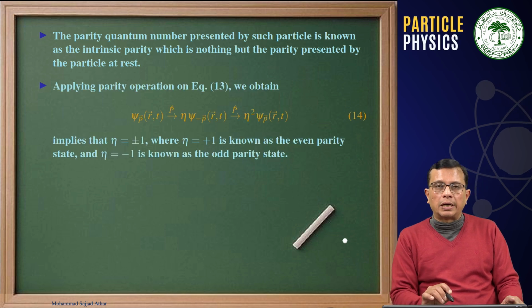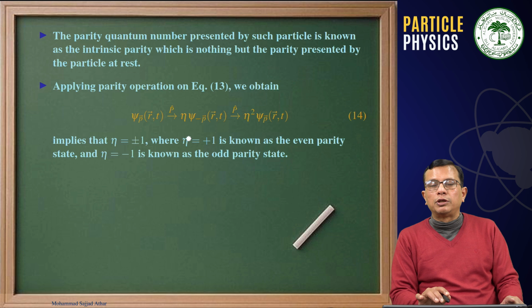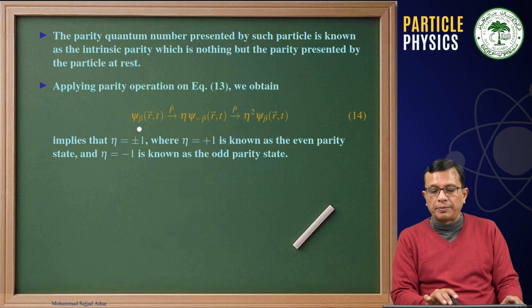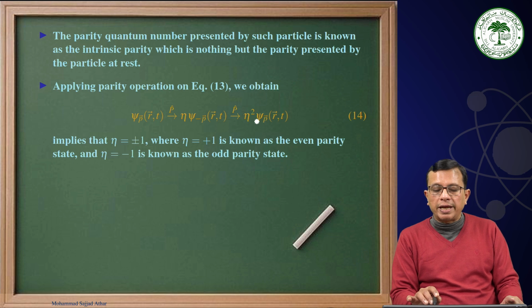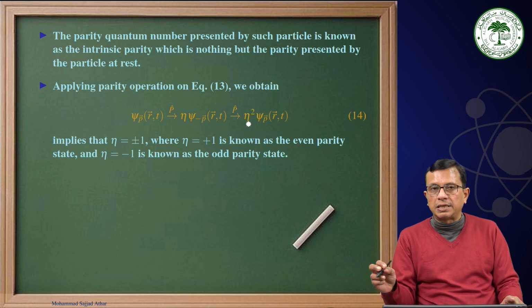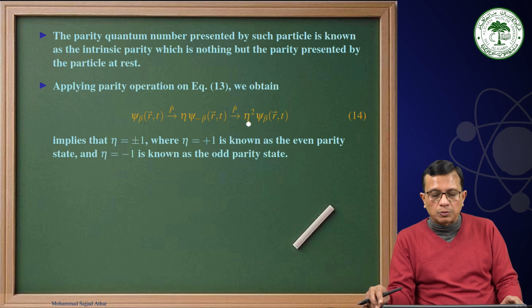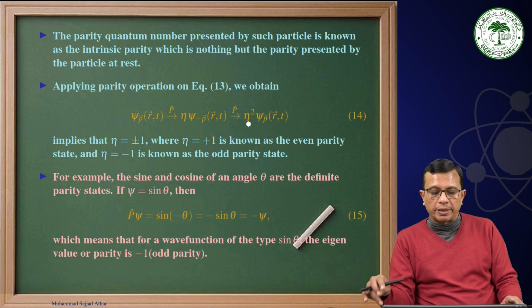Now, if you again apply the parity operation, for example, to this psi, once you have eta psi(-p), you repeat the operation, then you will get eta squared psi(p). Psi(p) is the original state that we were talking about. If you compare the extreme left and extreme right hand side, then eta squared should be 1, and that means eta can be plus 1 or minus 1. If eta is plus 1, then that is known as an even parity state, and if eta is minus 1, then that is known as an odd parity state.